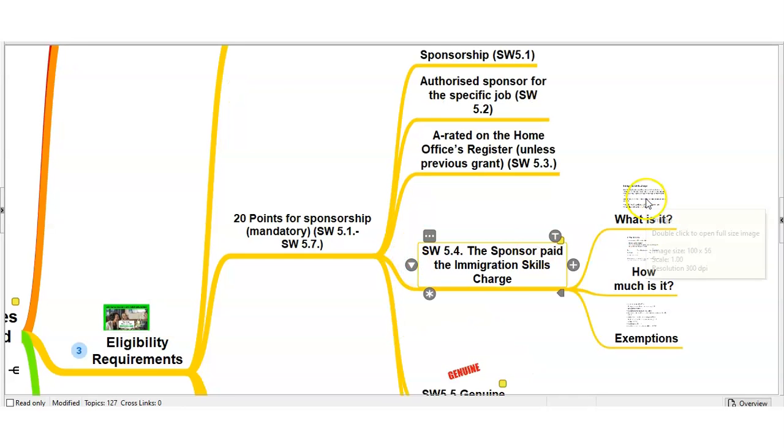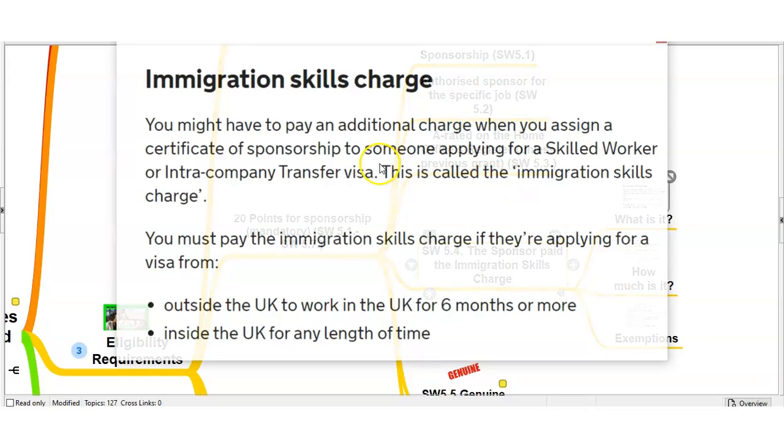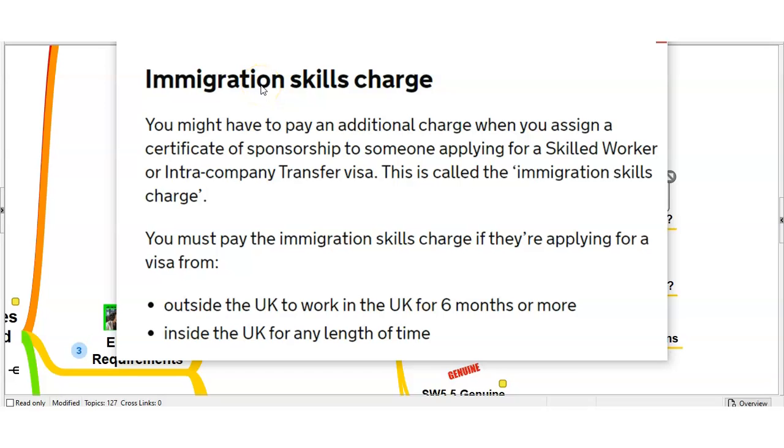Okay, so first of all, what is the immigration skills charge? This is a special charge which the employer pays, and it should not be confused with the immigration health surcharge. This is called the immigration skills charge. This has to be paid by the employer, and this is for the workers who would like to apply from outside the UK and to work in the UK for more than 6 months, or for someone who wants to employ the workers who would like to work here in the UK for any period of time.